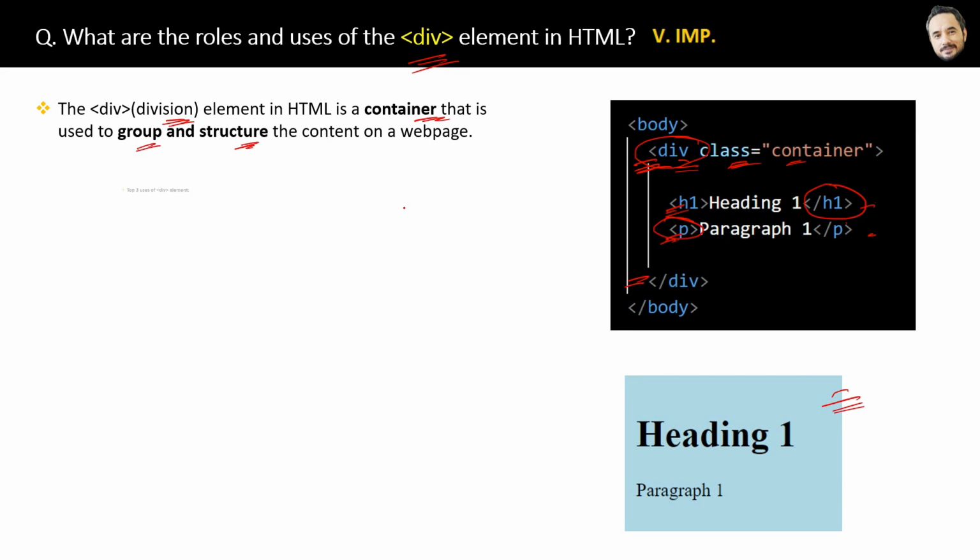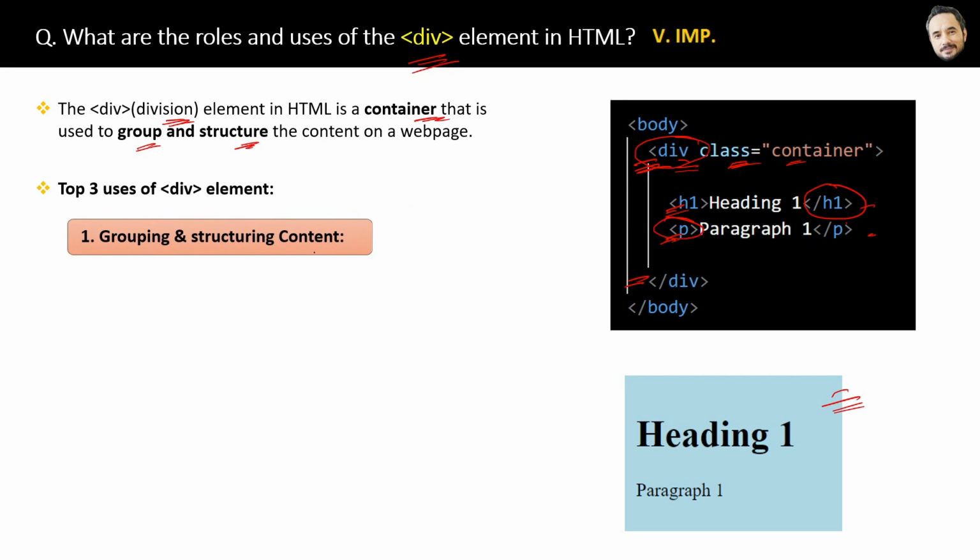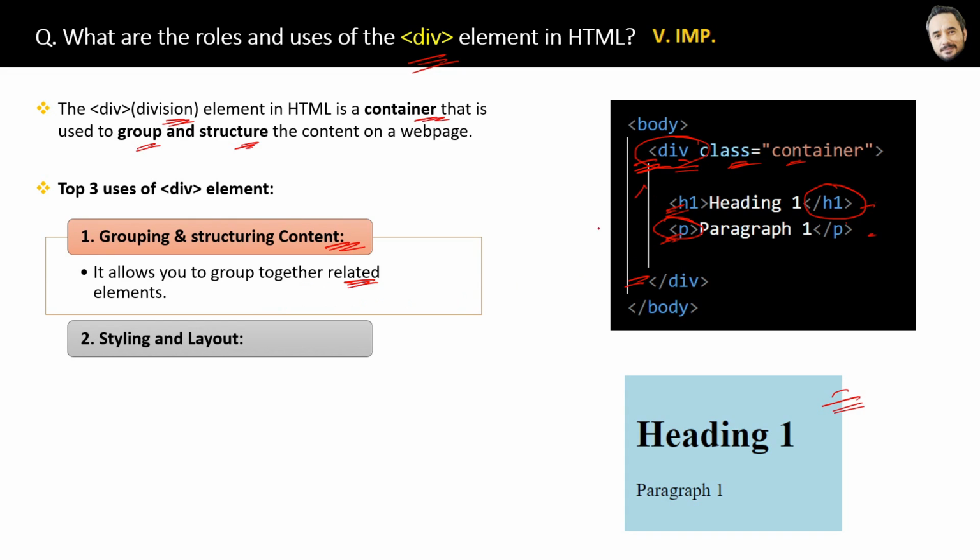So here are the top 3 uses of the div. First, div is used for grouping and structuring the content. It allows you to group related elements together. Like here in the example, we grouped this H1 and P elements under one div container, right?